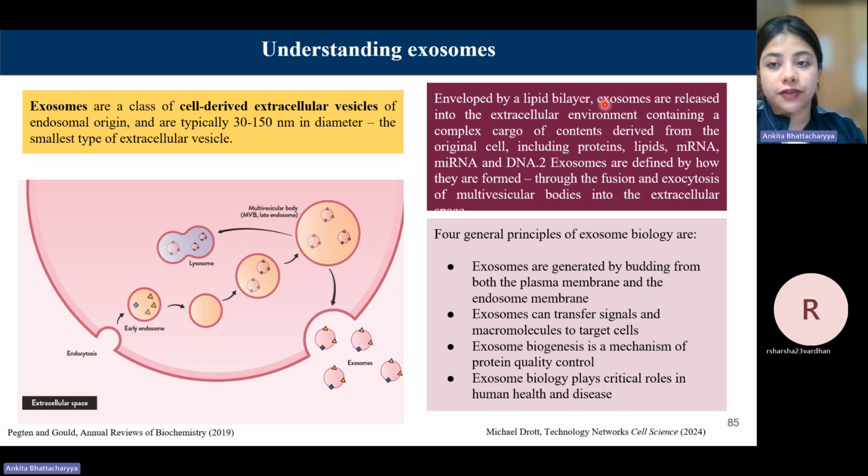Now, under its definition, we understood what exactly is contained within this particular structure. That can include anything from proteins, lipids, mRNA, microRNAs, and DNA as well. They are the basic principles. Then we looked at the fact that they are generated as a result of a process whereby the cell membrane buds inward and then again buds outward, and it sort of flushes out whatever vesicles have been generated.